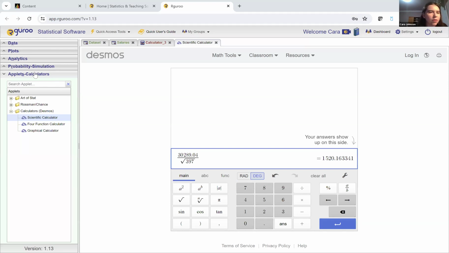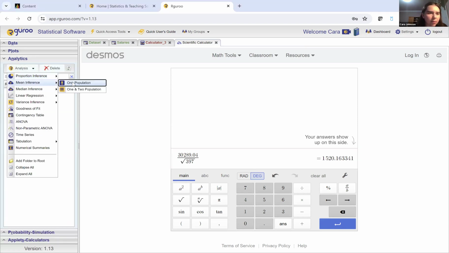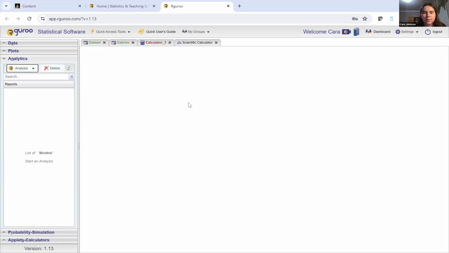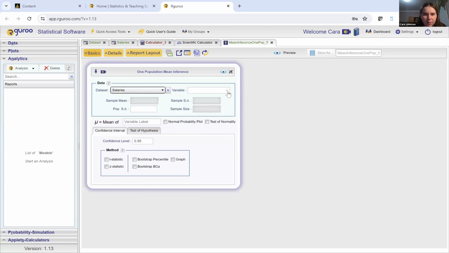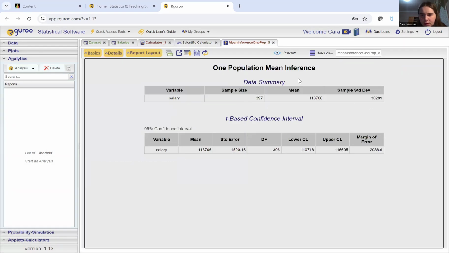So you're going to go to Analytics, Analysis, Mean Inference, One Population. Select your data set and your variable. And then 95% is fine. And then it's t-statistic because you don't know the population standard deviation. Hit the eyeball, and then you can screenshot this and put it into the document. You're going to use the lower CL and upper CL.